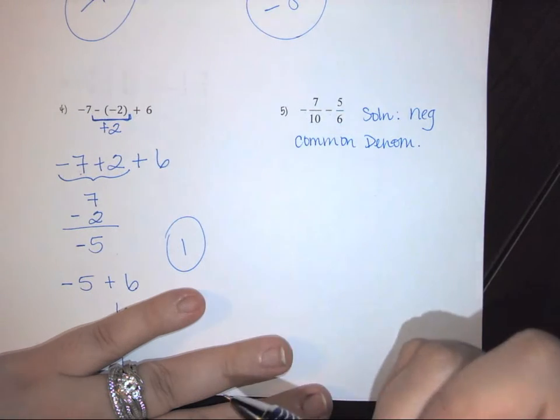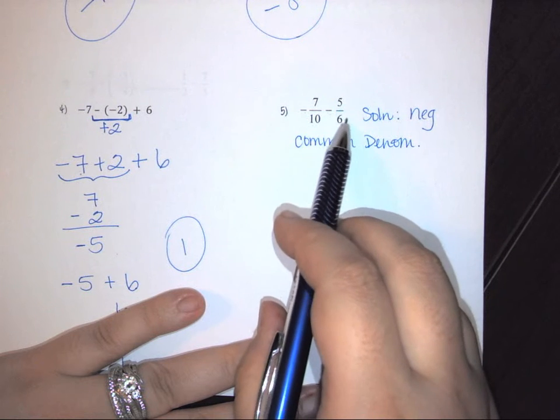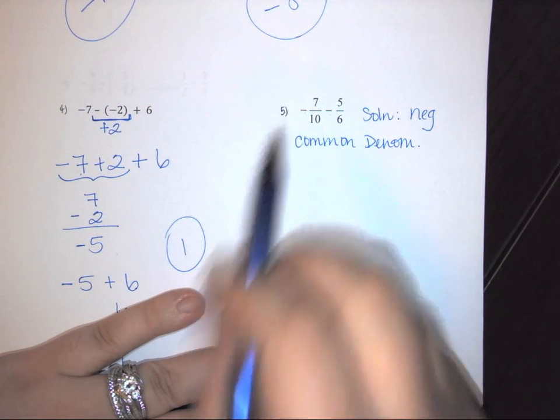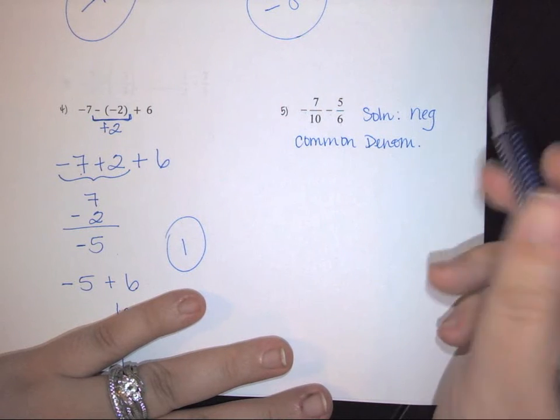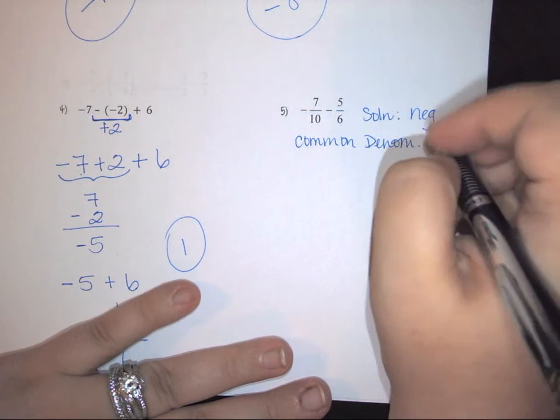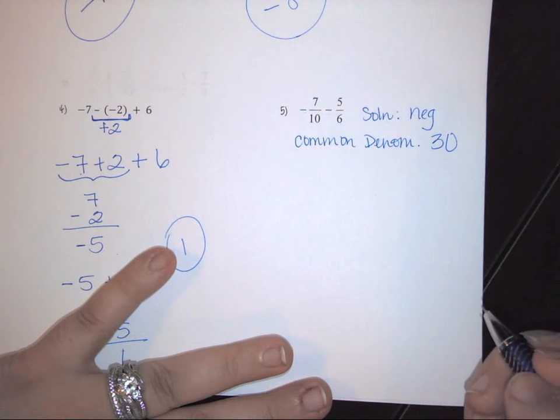And one thing that I know right off the bat is that 30 comes to mind, because 6 times 5 is 30 and 10 times 3 is 30. It's a common denominator, and so therefore it works. And so here I would use 30 as that denominator.